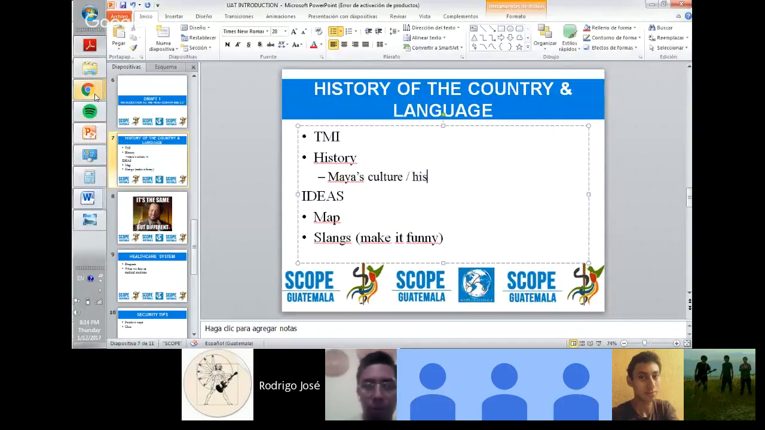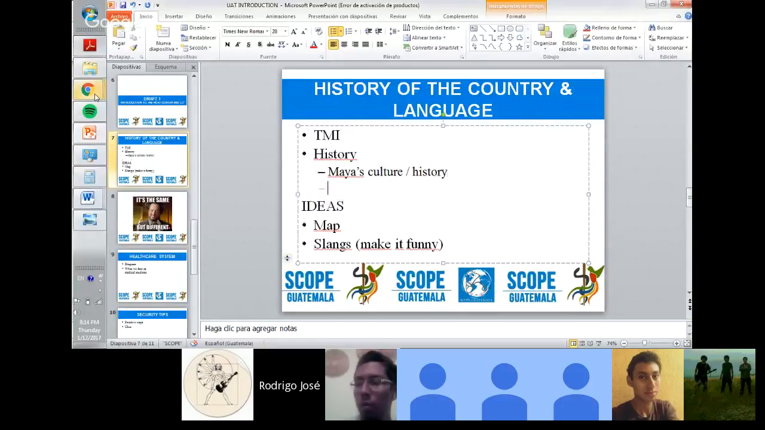What about if we talk a little bit about our history and the conquest, so we can take them to Antigua or something like that? Yeah, that's a good idea. What we could do is, my idea in this manual is to put links where people could go and search for more information if they want to know more about it.